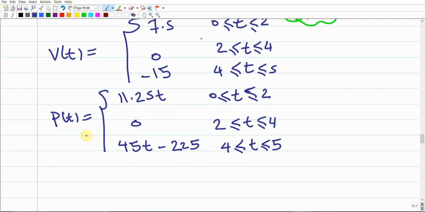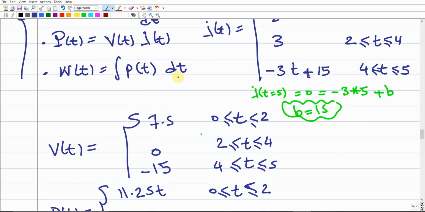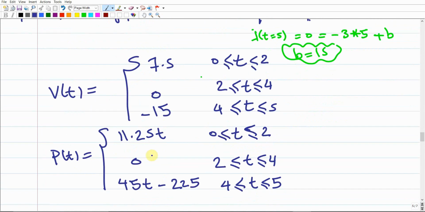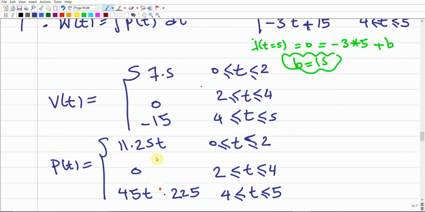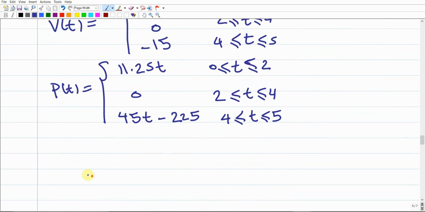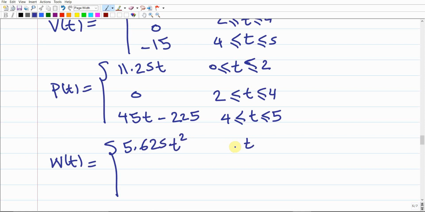Once we got the power, we can simply calculate the energy by integration. Just integrate this function over time, or all of these discrete functions over time, and you're going to end up with the energy. So the energy W of t will be definitely the integration of these terms. The integral of t gives t squared over 2. So this is going to give us 11.25 divided by 2, which is going to give us 5.625 t squared. And this should be within the time period between 0 to 2.